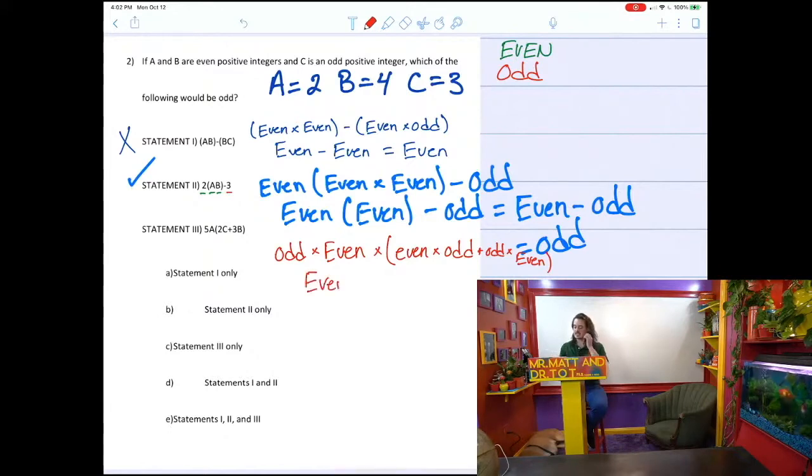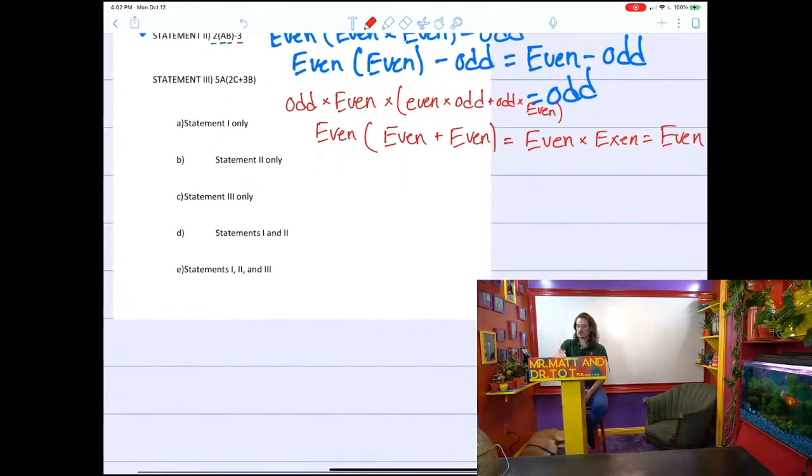The first pair inside the parentheses is an even times an odd. That's going to be an even. Plus an odd times an even, that's also even. So I'm going to end up with an even times an even plus an even. An even plus an even is even. So this is going to be an even times even, which will always result in an even value. And I'm sorry, let me move my screen up for you. So statement 3 will not be odd. So your answer here is going to be statement 2 only.